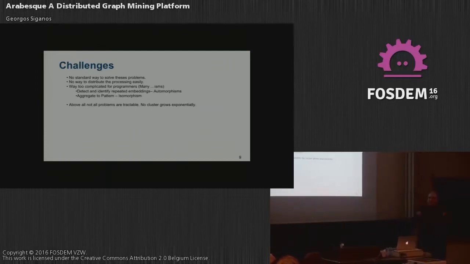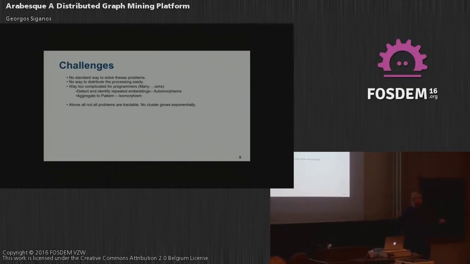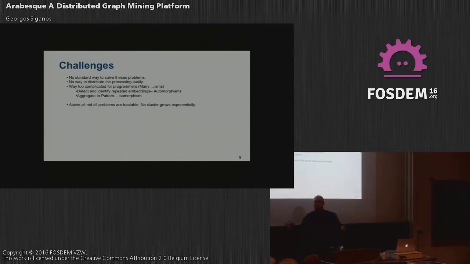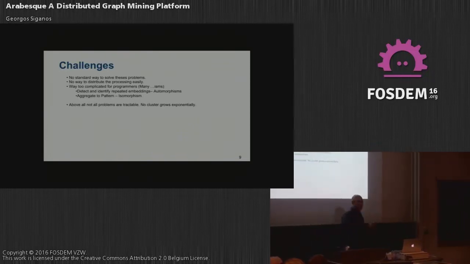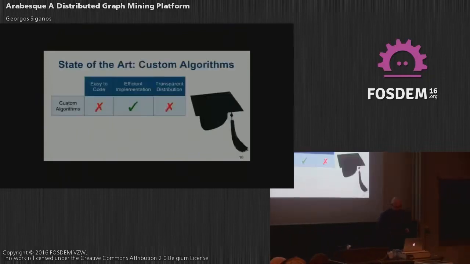To summarize, you have something that grows exponentially, the intermediate state is exponential, and you can have computation that's really expensive per embedding. And above all, we have to say here that not all problems are tractable. Okay, your cluster cannot grow exponentially. You have to be realistic on the parameters you set for this kind of algorithms.